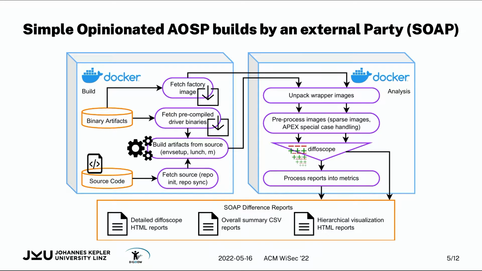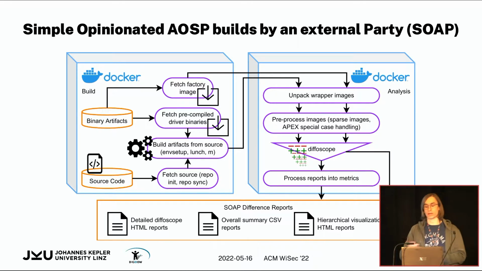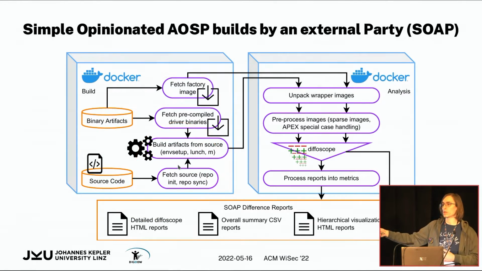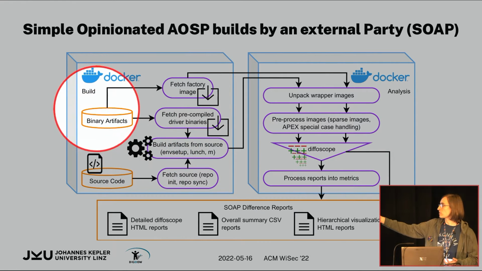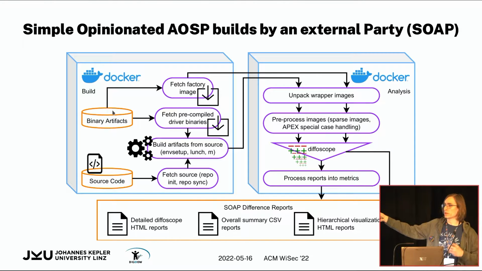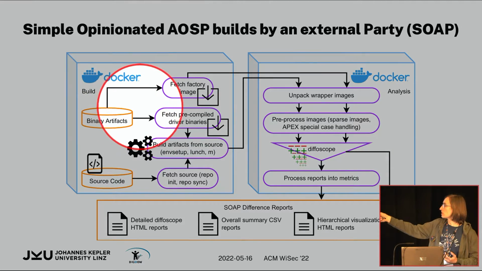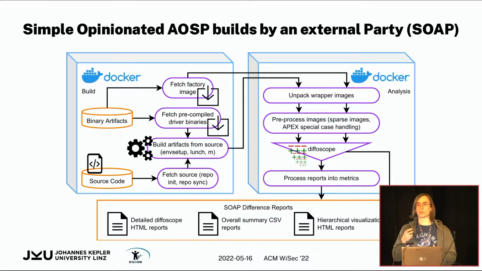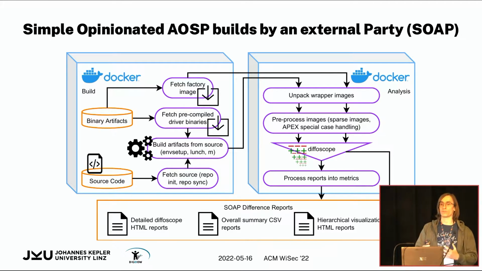Now, we did all of this via a simple automation framework, which we called Simple Opinionated AOSP Builds by an External Party, short SOAP. We start out by retrieving the source code, building AOSP as is suggested by Google. We also obviously retrieve the reference images, the binary artifacts from Google. And both artifacts then move on into a separate environment, into a separate Docker container, where we first do some pre-processing on these images and finally perform an analysis with the Diffoscope tool.